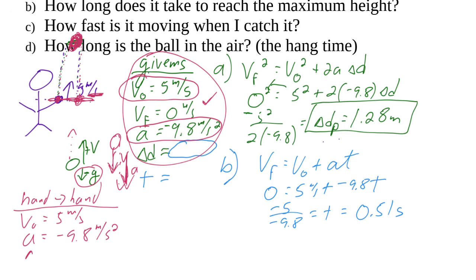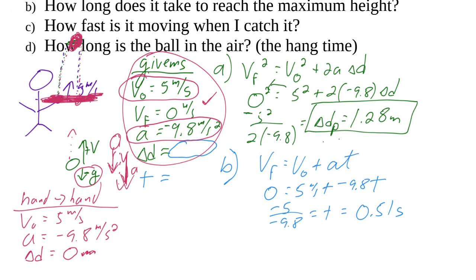Now, the third thing we know is our displacement. So our displacement's actually going to be 0 because we catch it at the same height at which we threw it. Okay, so we started here, we ended here. That's a displacement of 0 here. So those are the three things.